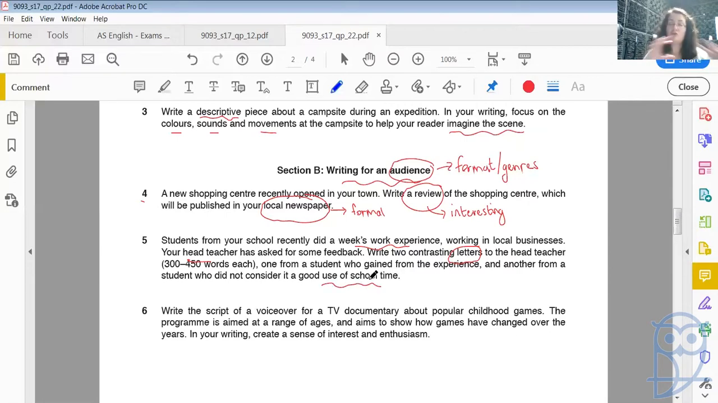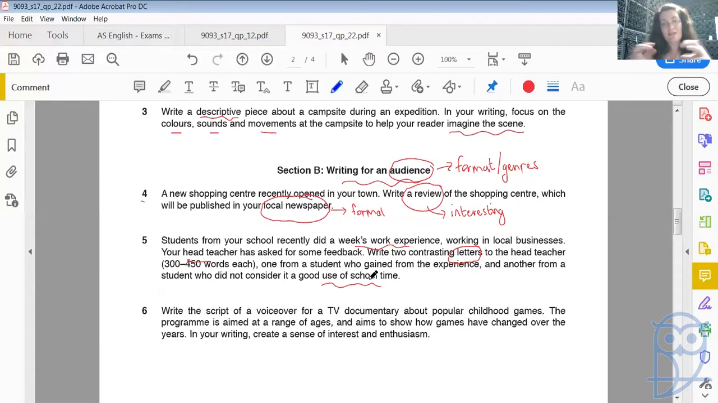Remember, in these contrasting exercises or comparative text exercises, you've got to create a sense of 2 different voices speaking. So put yourself into character and write from their point of view. Then take yourself out of that character and put yourself into a new character and write from their point of view.